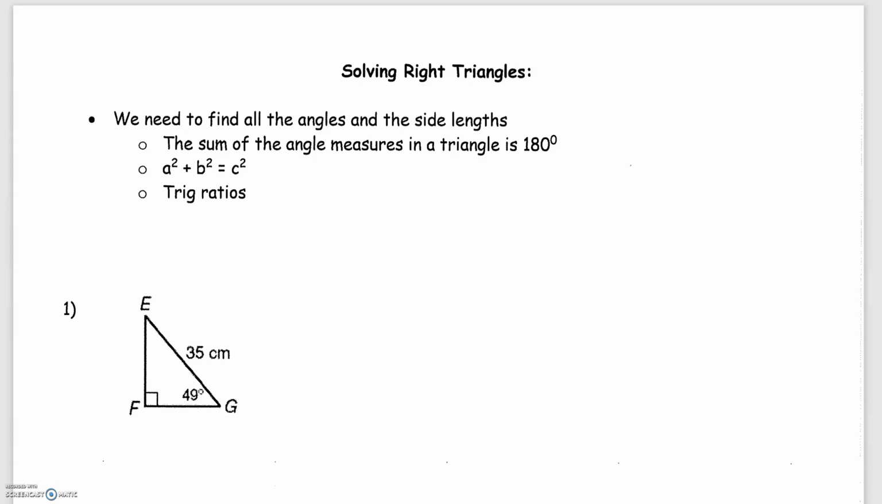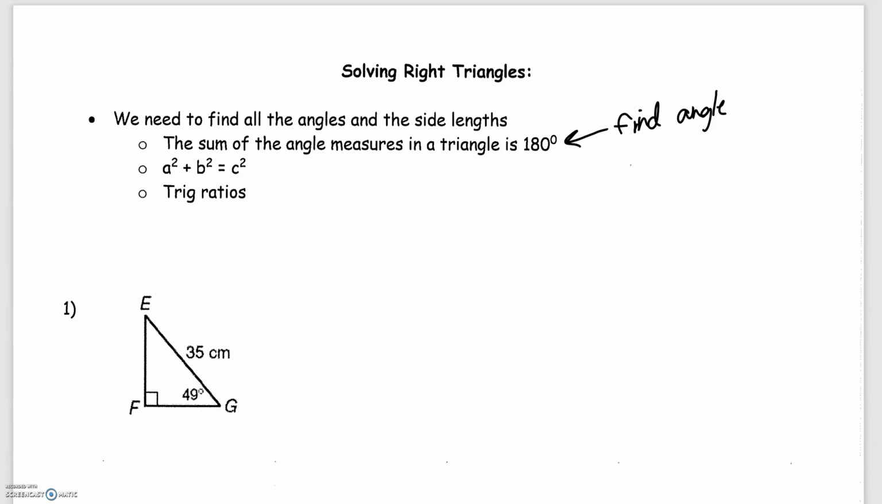In this lesson, we're going to take a look at solving right triangles. We need to find all of the angles and side lengths. The sum of the angles, remember, in a triangle add up to 180. So that is going to help us find an angle.